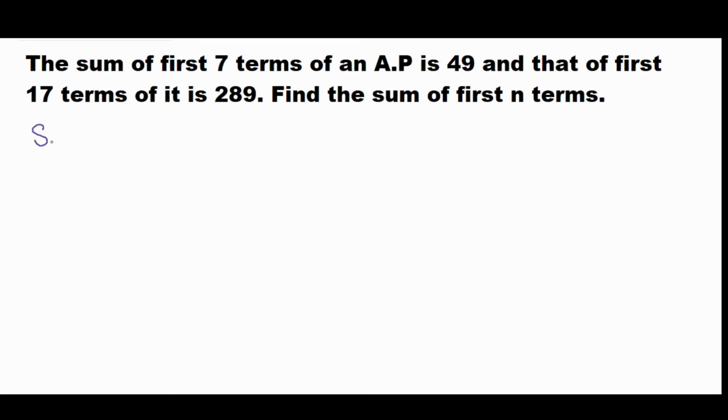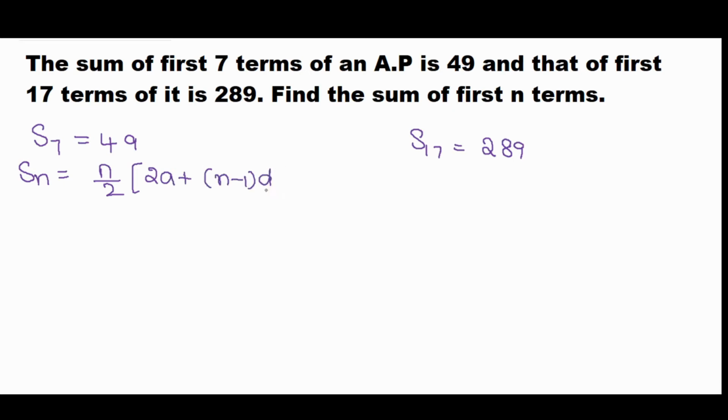We have S7, so S7 is 49, and then we have S17 as 289. Let's write the formula for Sn. Sn we already know. Sn is equal to n by 2 into 2a plus n minus 1 into d. So Sn means it's S7. Let me substitute 7 in the place of n. I get 7 by 2 into 2a, a is unknown so I am keeping it as a itself, plus 7 minus 1 is 6 into d. I hope you understood this. 7 minus 1 is 6.